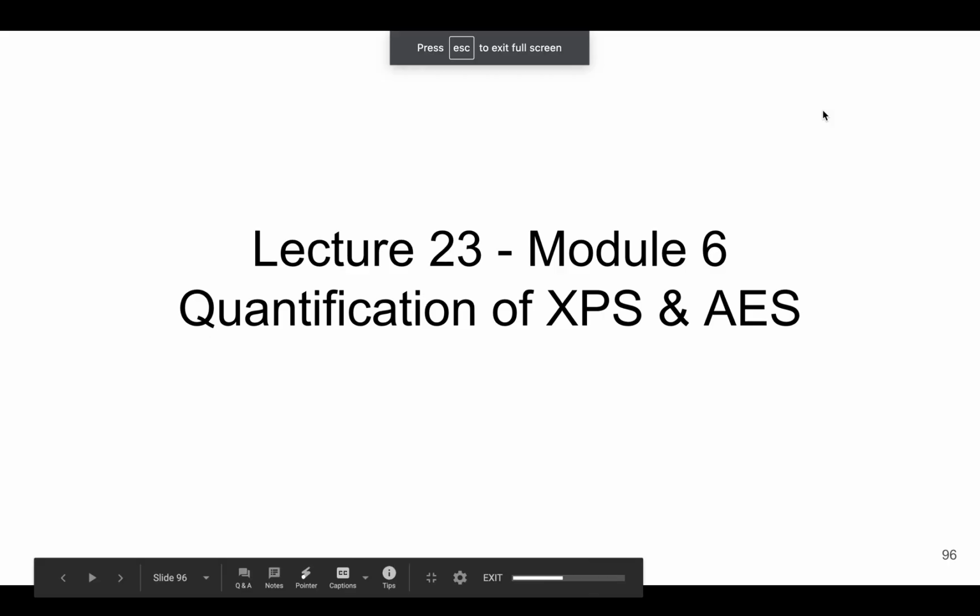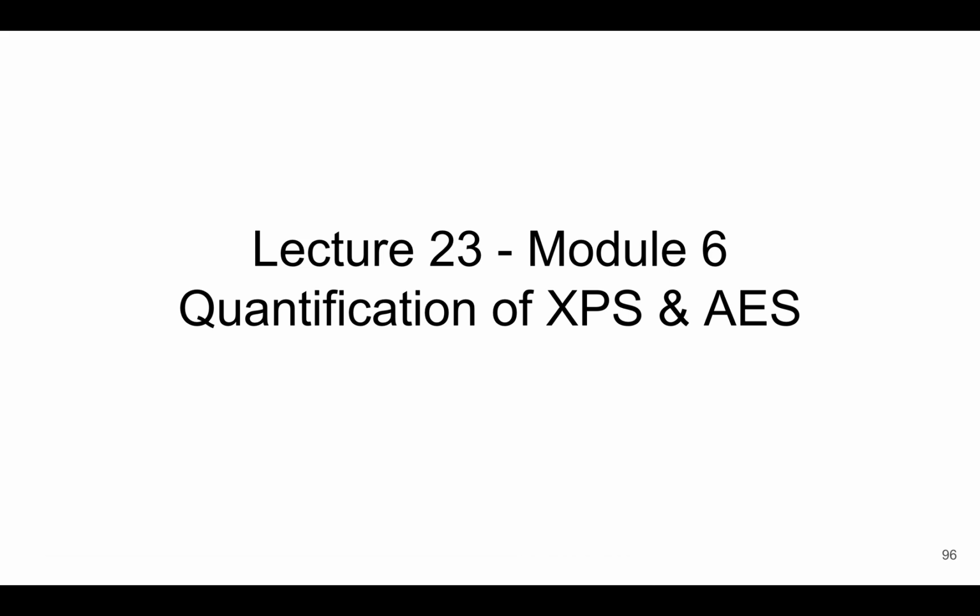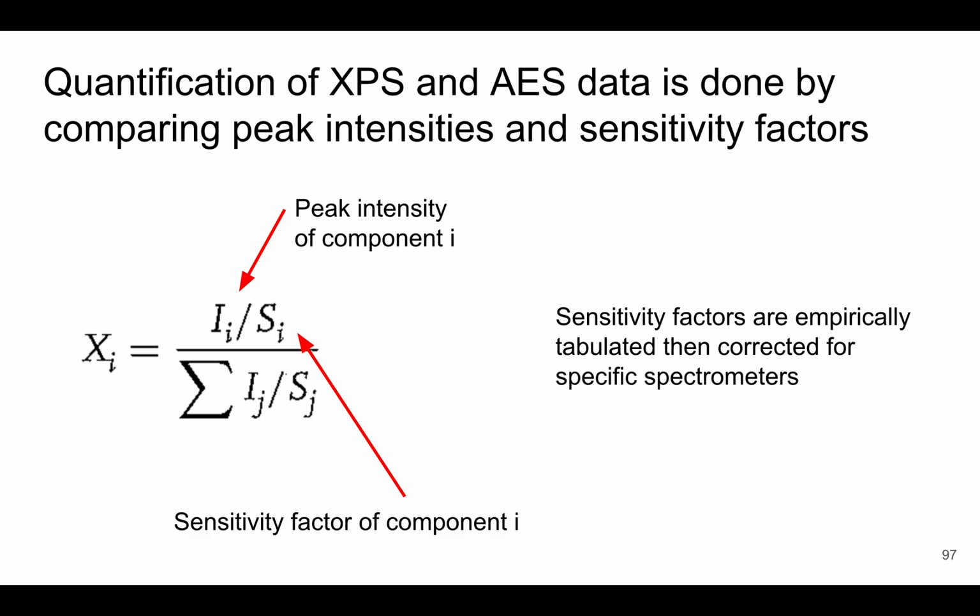All right. So lastly, with XPS and AES, I want to talk a little bit about how we quantify the composition in these two cases. So let's start, well, actually with both. The same general formula can describe the composition in both. So here's our general equation for the fraction of a given component.